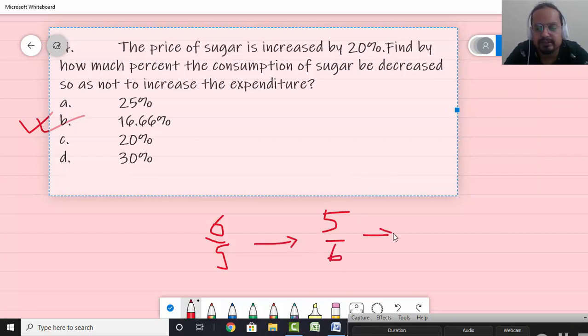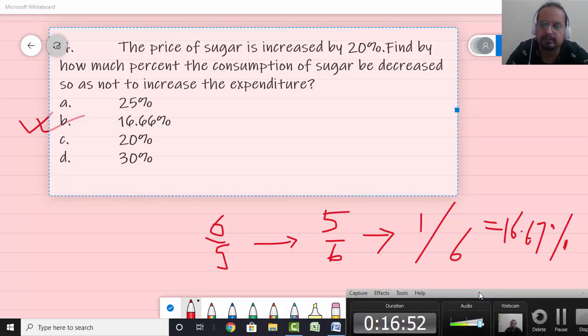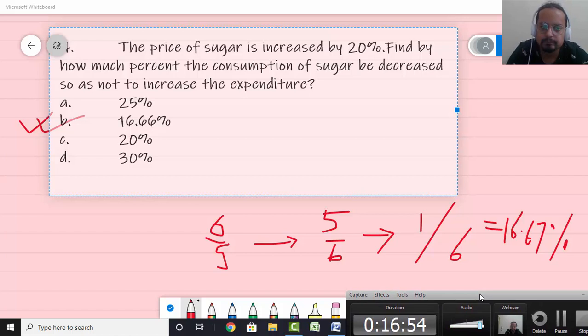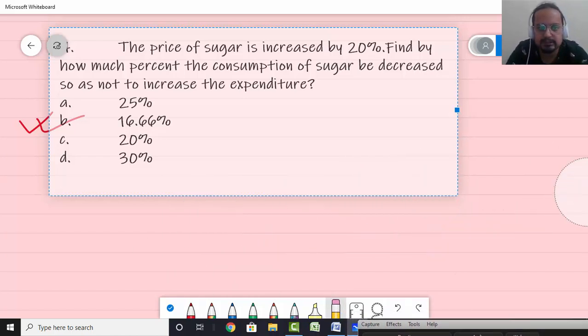Got it? So 5 by 6 means reduction of how much? 1 by 6. And that means how much as a percentage? 16.67% or 16.66 recurring percentage. So you can directly solve these questions if this fundamental is totally clear. All right, so this was one on percentages and expenditure.